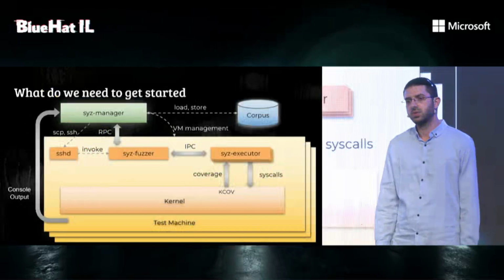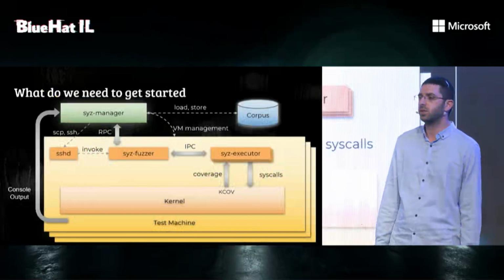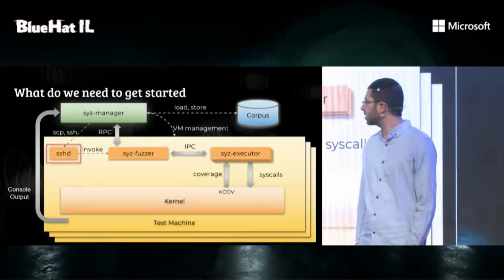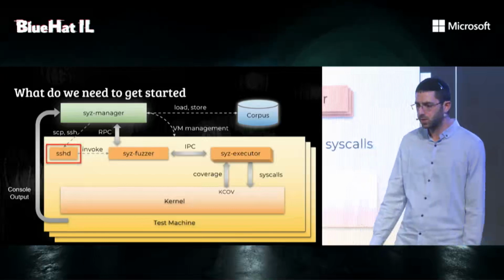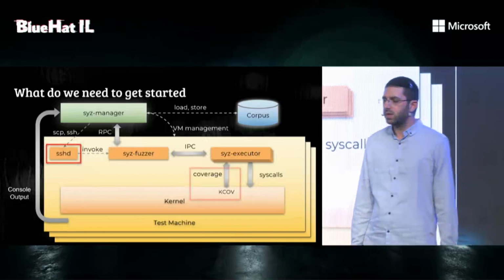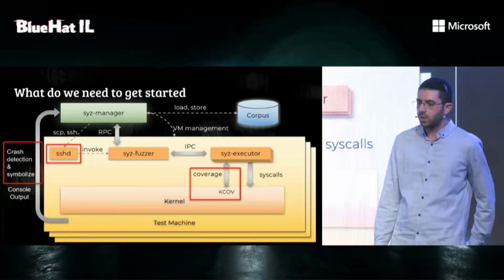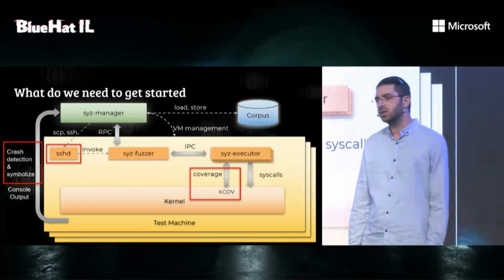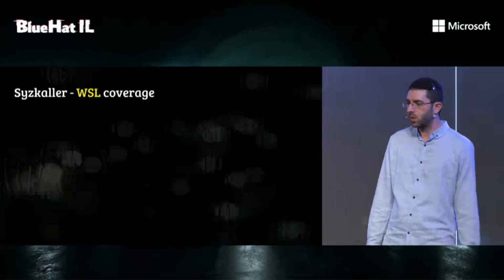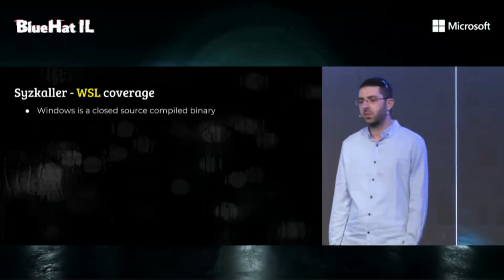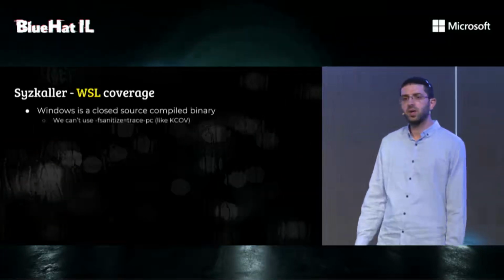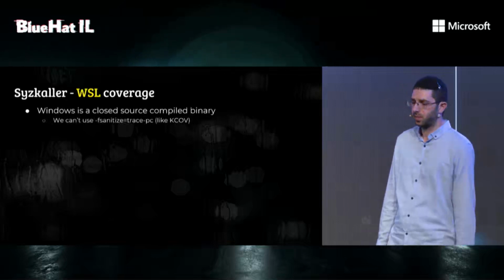Looking at the syscaller architecture, we need to change a few things to fuzz WSL. We need an SSH server, which is easy. We have a Linux distro for that. We need to find a way to collect coverage. And finally, we need a mechanism to detect crashes and deduplicate them. So how do we get tracing coverage? Windows is a closed source compiled binary, meaning we can't use a compile time tracing feature like kcov.